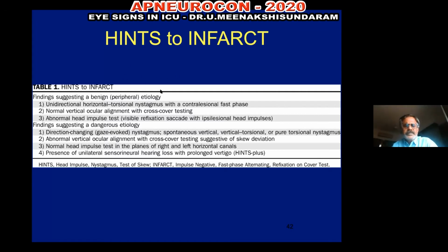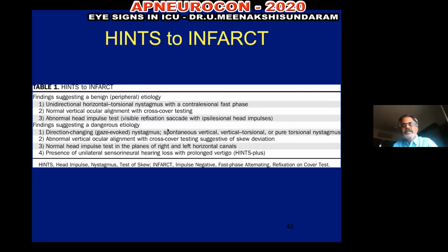So the findings that suggest a benign etiology are unidirectional horizontal torsional nystagmus with a contralesional fast phase, normal vertical ocular alignment, meaning that there is no skew deviation, and an abnormal head impulse test, meaning that this is peripheral. This is a little benign, but it is definitely more symptomatic.